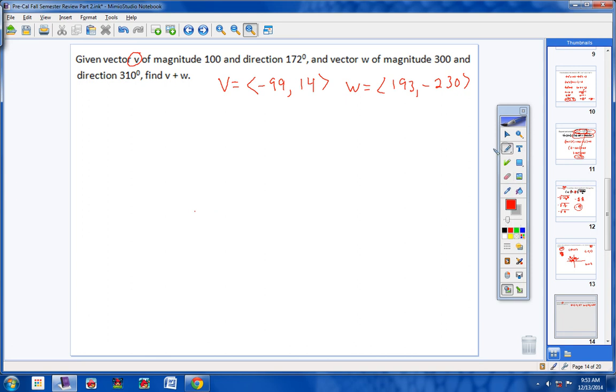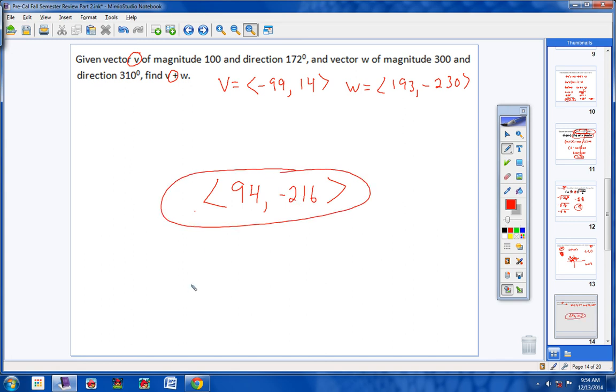We're simply just going to do what to these two vectors? Add them. So I have negative 99 plus 193. And that's going to give you 94. Then I have 14 minus 230, which is going to give me a negative 216. So there's my two vectors being added together.